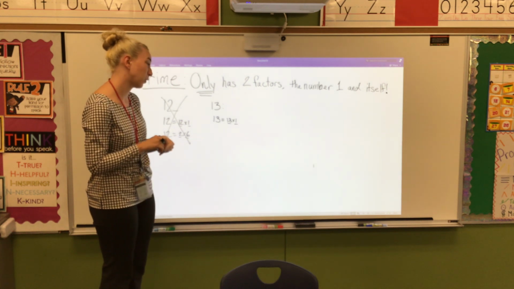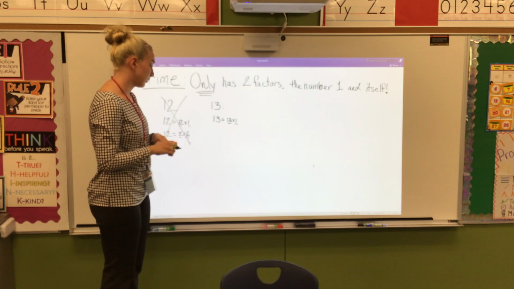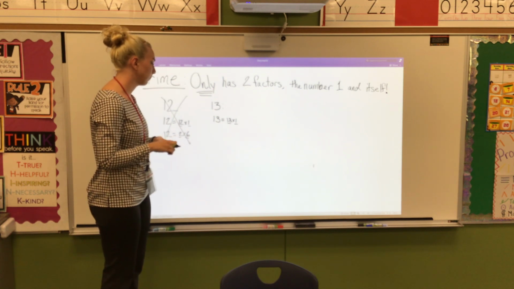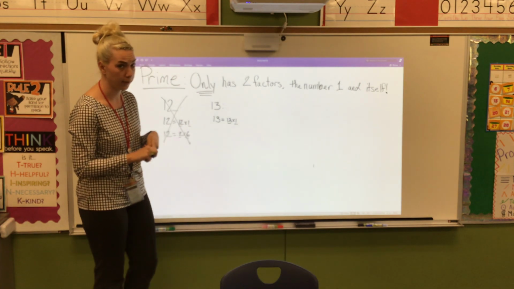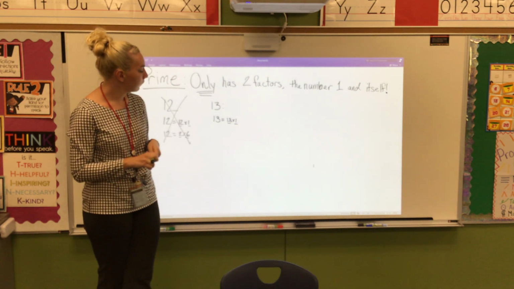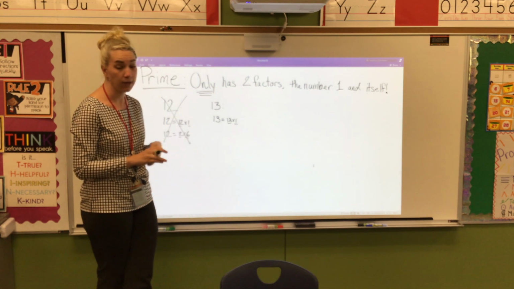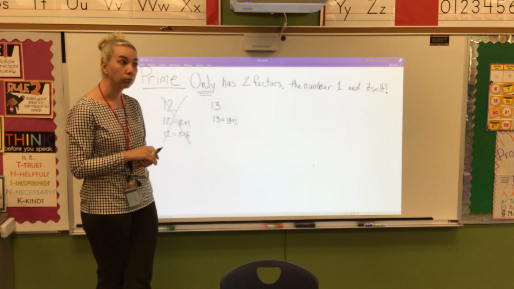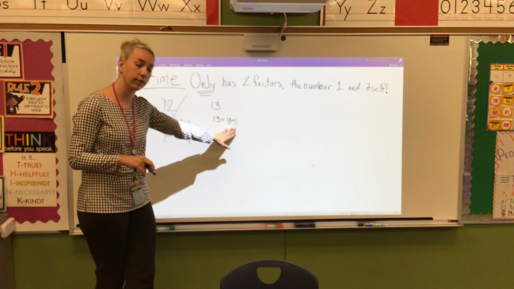It doesn't end in a 5 or a 0, so it doesn't work with 5. Doesn't work with 6, we already said that one. Definitely doesn't work with 7 because 7 times 2 is 14 and this is smaller than that. Can't be 8 or 9 because we already figured out it's too small to work with 7. So, we're done. There's no factors that work with 13 besides 13 and 1.